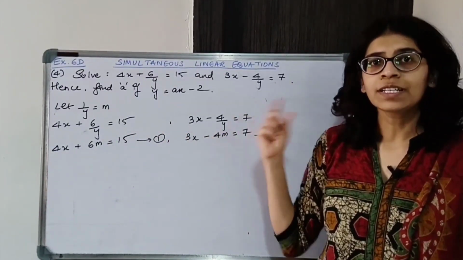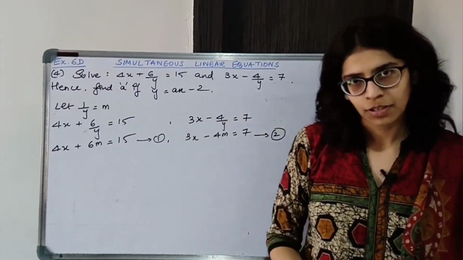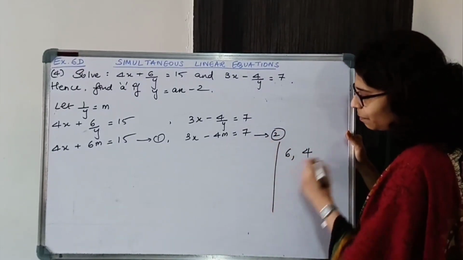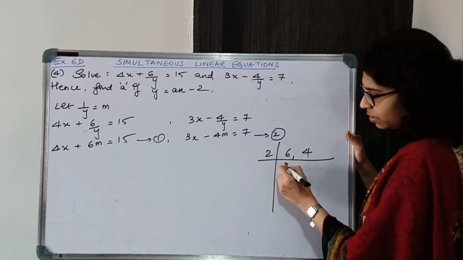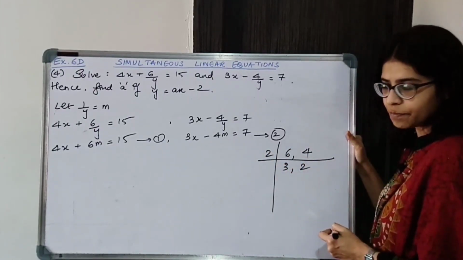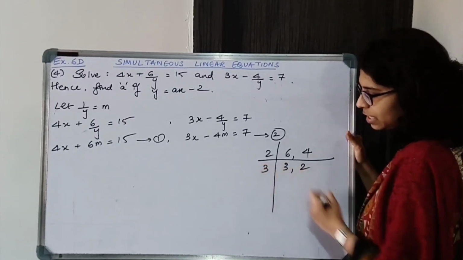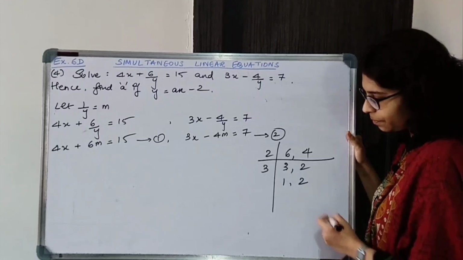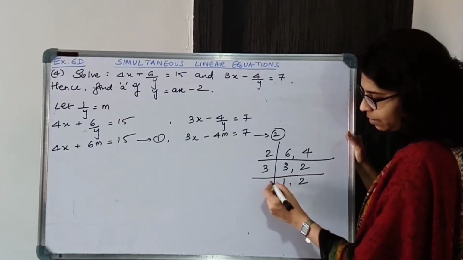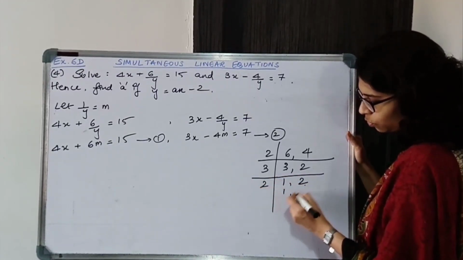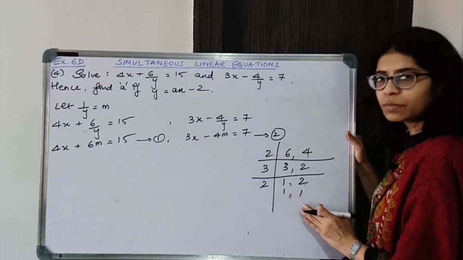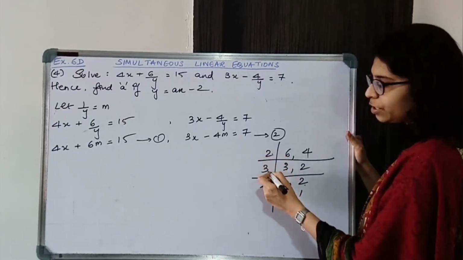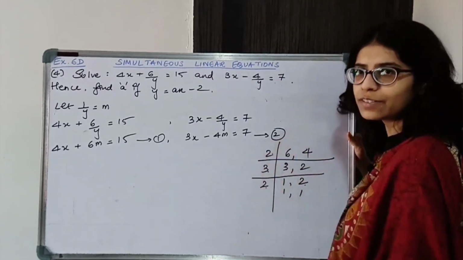What is the LCM of 6 and 4? It is 12. How will you take the LCM? 2 3s are 6, 2 2s are 4, so divide by 2. Then 3 1s are 3 and this one remains as it is. And 2 1s are 2, so till both of them become 1 you have to keep on dividing. So 2 into 3 is 6, 6 2s are 12, so 12 is the LCM.